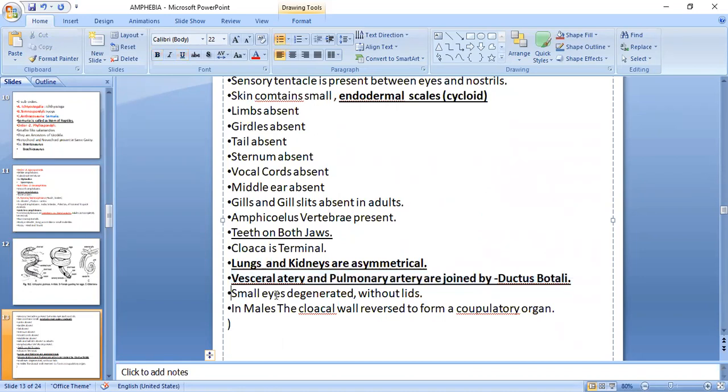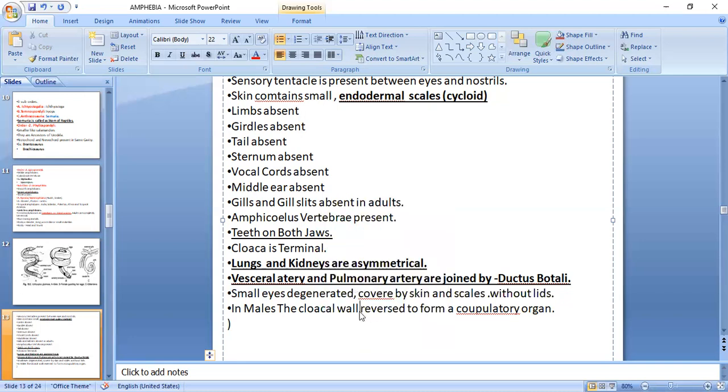So actually, the eyes are very small. They are degenerated. They are covered by skin and scales. So that's why they look like they are without eyes. Eyes లేనట్టుగానే అనిపిస్తుంది బట్ ఉంటాయి. They are degenerated and they are covered by skin and scales. They do not contain lids also. Eyelids are absent.